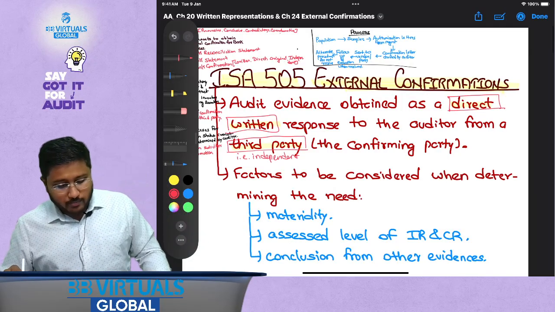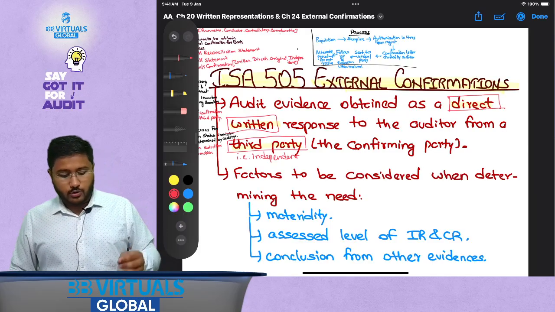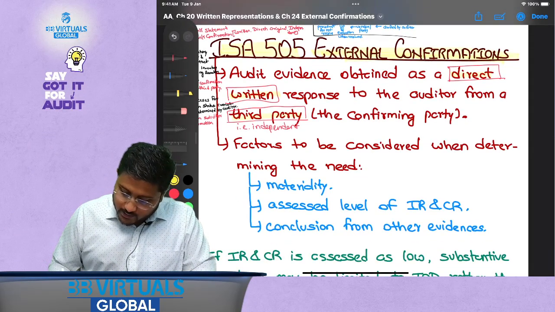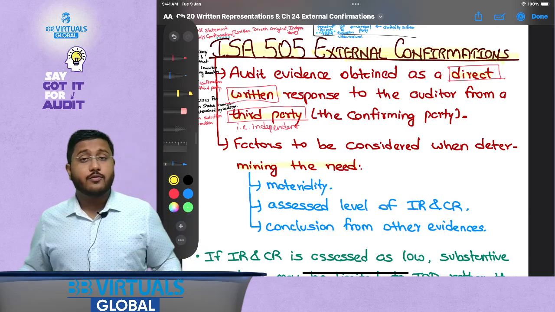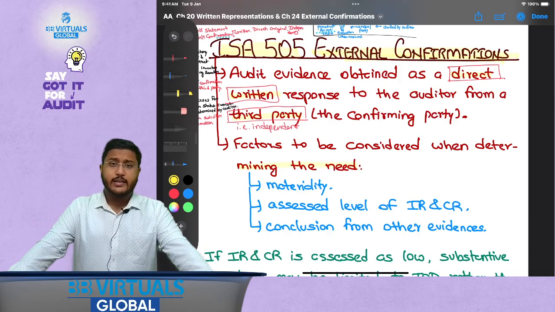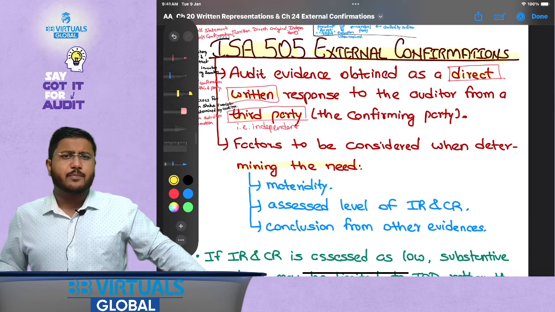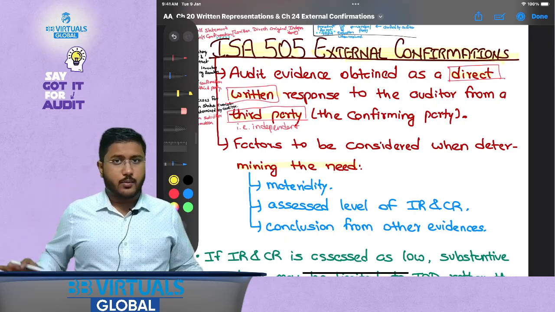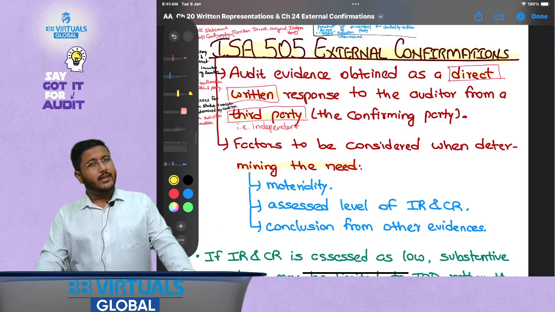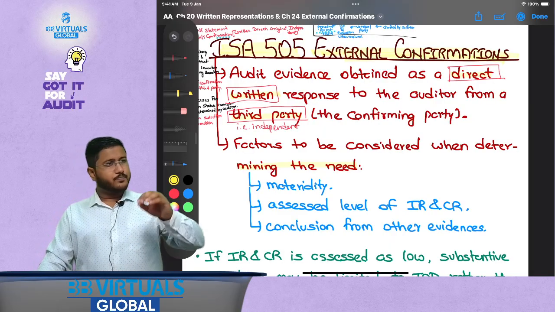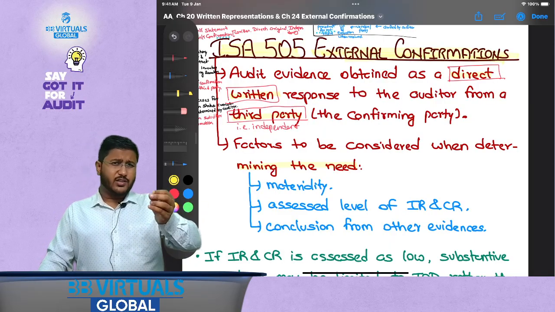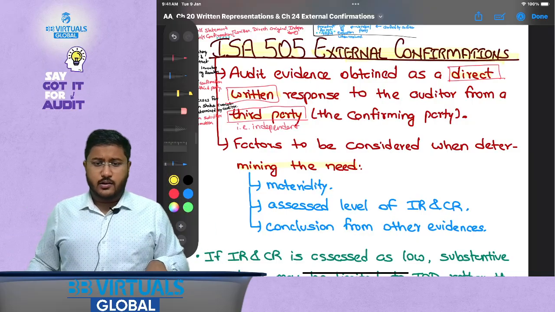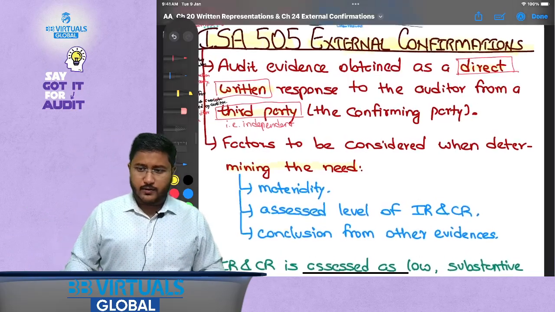Okay, so audit evidence obtained as a direct written response to the auditor from a third party, that is the confirming party. Now the factors to be considered when determining the need, that is when do you need to consider for which areas the external confirmations are required. For example, if we talk about bank balances, this is critical even if there is a small amount in the bank. However, if we talk about legal cases, if the legal cases are quantitative in nature and the quantity is very less, that it is not material, then you might decide that we will not be sending the confirmation letters for it.